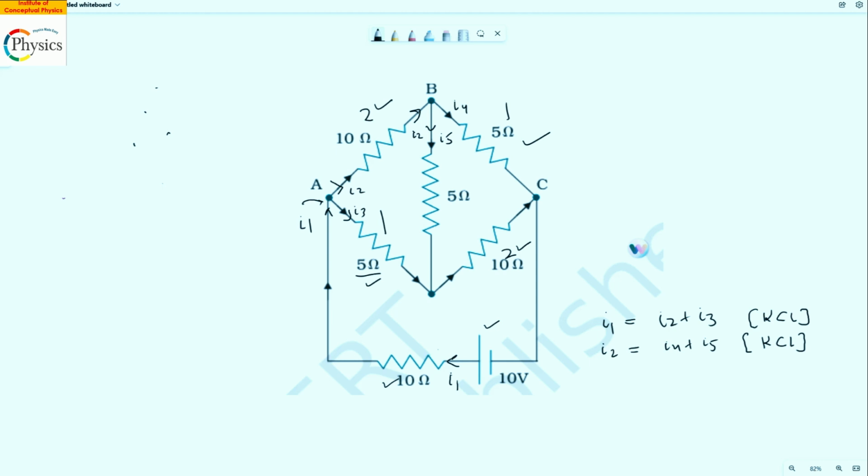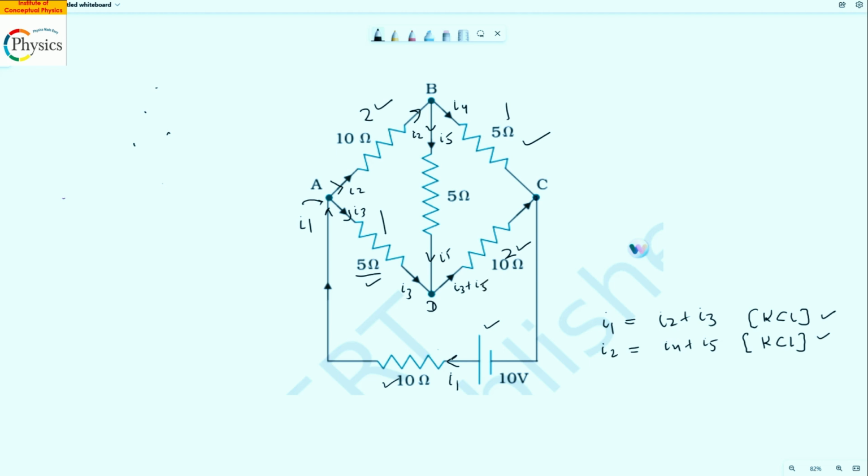Now we have two equations, right? And we were supposed to find the current. And of course, this is I3. Now let's name this D. So I3 is coming here, and I5 is coming here. So two currents are entering D. The outgoing current will also be known to us as I3 plus I5, right?